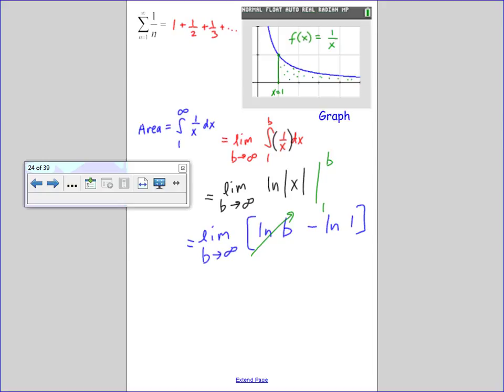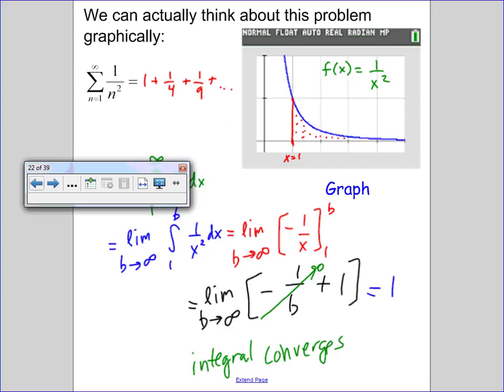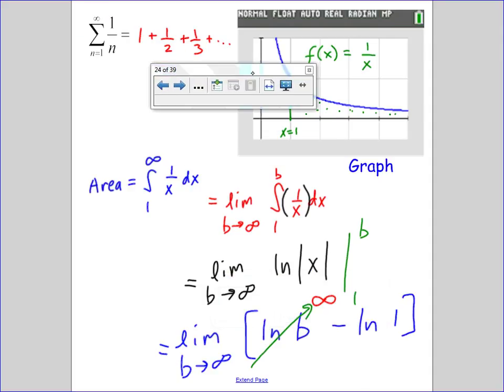Right? As b goes to infinity, what happens to ln of b? It goes to infinity, right? It becomes infinite. And so, because this does not equal a finite value, the way that our previous 1 over x squared function equaled a finite value, this integral diverges and the area is infinite. We can't calculate.